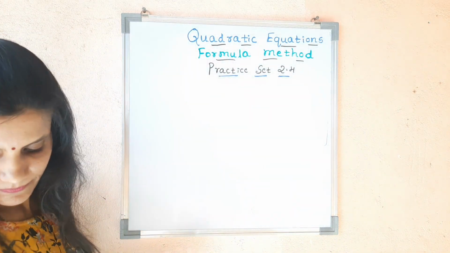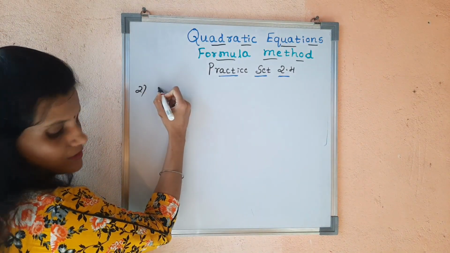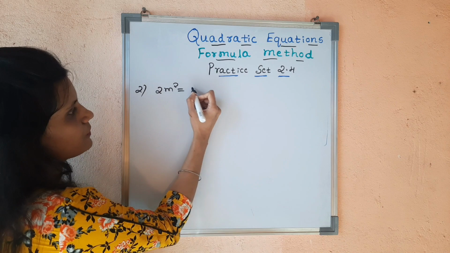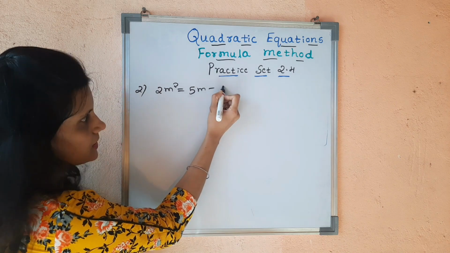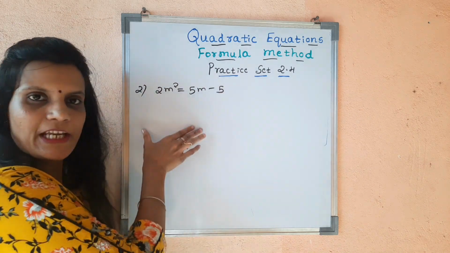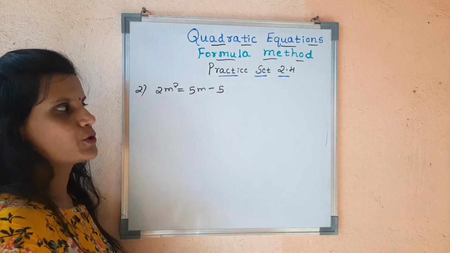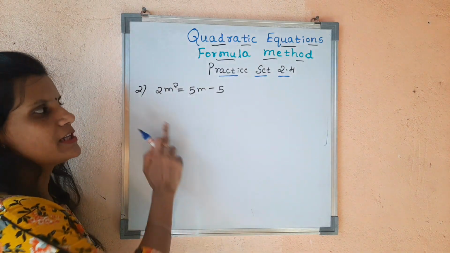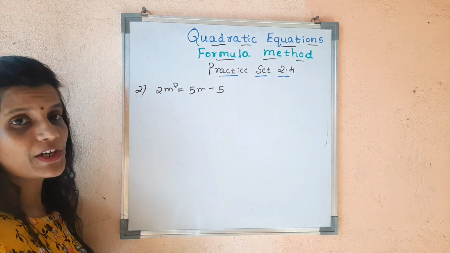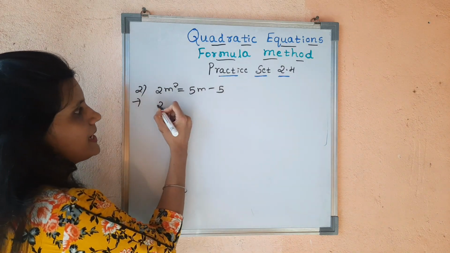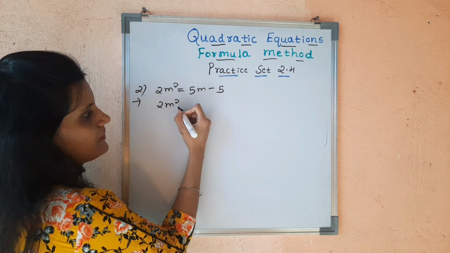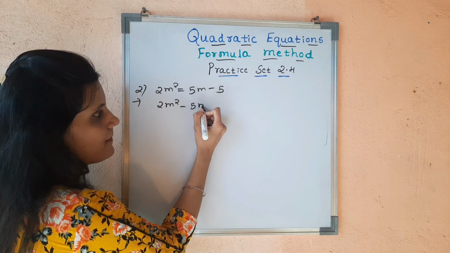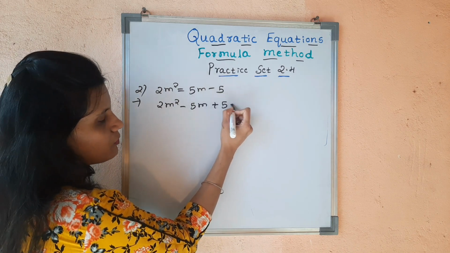Second sum, 2m square is equal to 5m minus 5. Your second equation has been given, 2m square is equal to 5m minus 5. Let's see whether it is of the general form or not. No, it is not of the general form. We have to convert it into the general form. I can bring 5m and minus 5 to the left hand side, the sign will change, so 2m square minus 5m plus 5 is equal to 0.